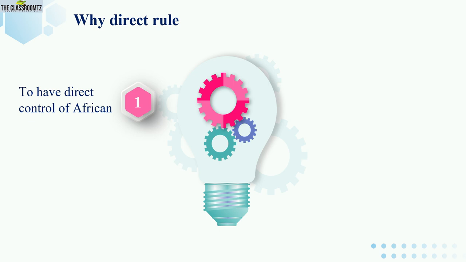This is to improve or to show effective exploitation of the resources. That's why he wanted to have direct control of the colonies. Number two, to stop Boers interference.